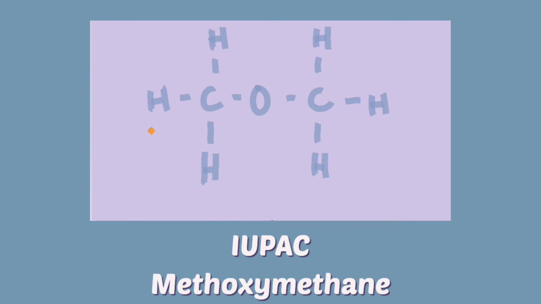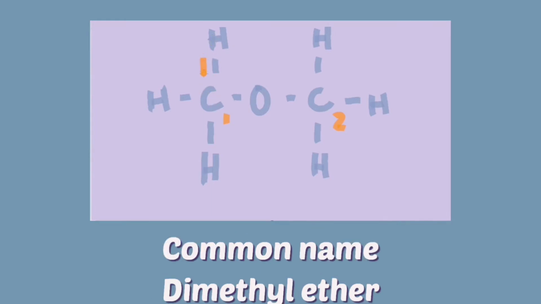The IUPAC of this form is methoxyethane. Methoxy because the type of attachment that this mother chain has is single, thus methoxy. Ethane because there are two carbons present in this form, methoxyethane. Common name is methyl because the type of attachment we have in the mother chain, ethyl because there are two carbons.